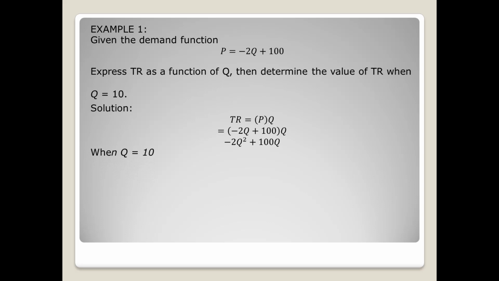Now we need to determine this total revenue when Q equals 10, means when the quantity demanded Q is 10. So what we need to do is just substitute this Q by 10. So we will have TR equals minus 2 multiplied by 10 squared plus 100 multiplied by 10. We will get minus 200 plus 1,000, that is 800. So the total revenue now is 800. Okay.